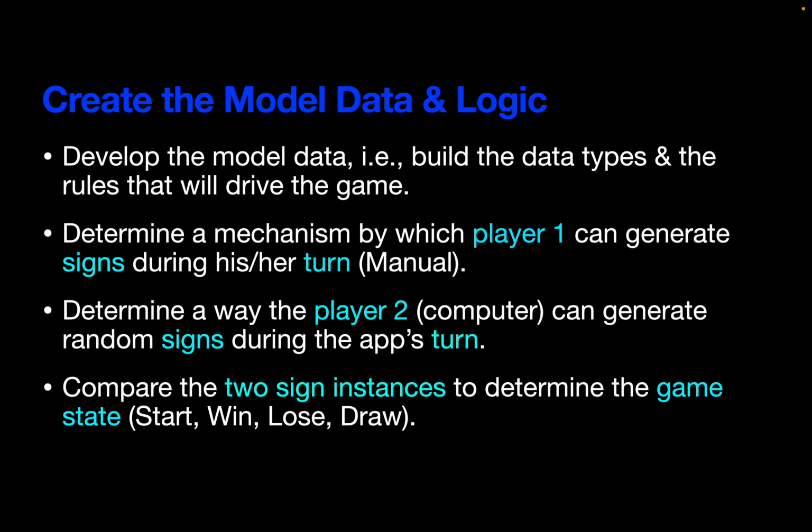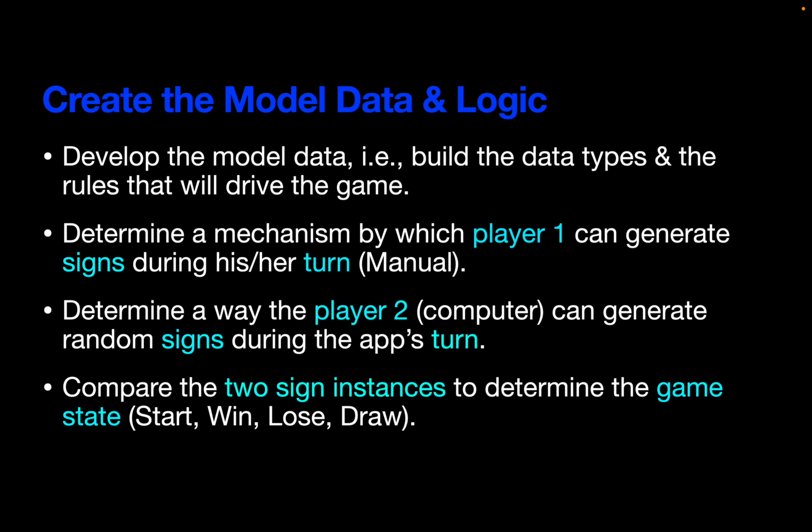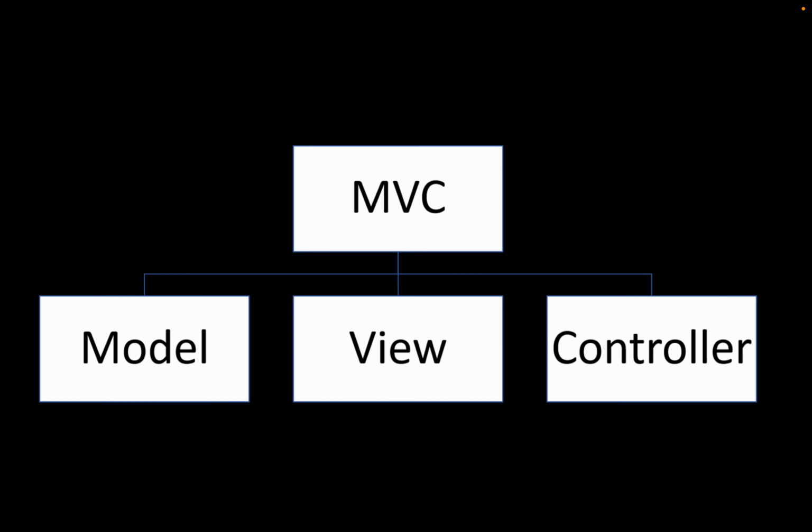By this we mean building the data types and the rules that would drive the game. So that's part of what we do as part of the model, which is the first part of the MVC design pattern. And then the second thing we want to do is figure out a mechanism by which, remember, you're going to have two players, player one and player two. So you want to determine a mechanism by which player one can generate the signs. When we say the signs in this instance, we're talking about the hand gestures that I talked about: the rock, the closed fist, open palm, and then the V sign. Each of them is a sign, right?